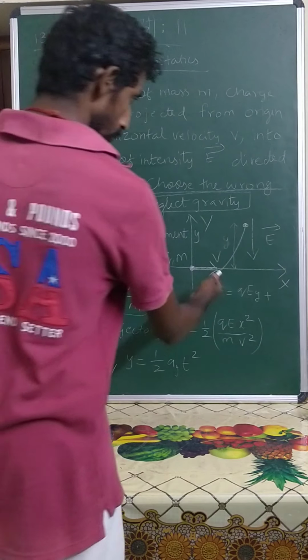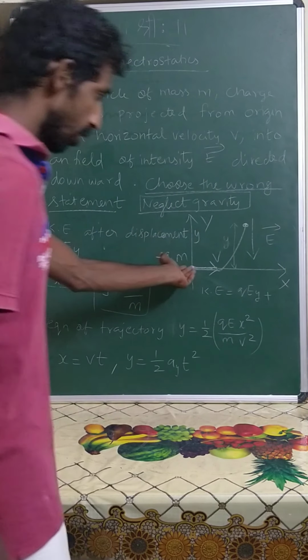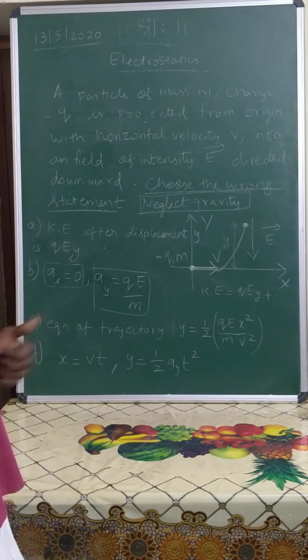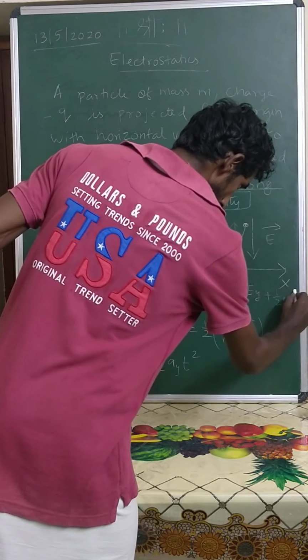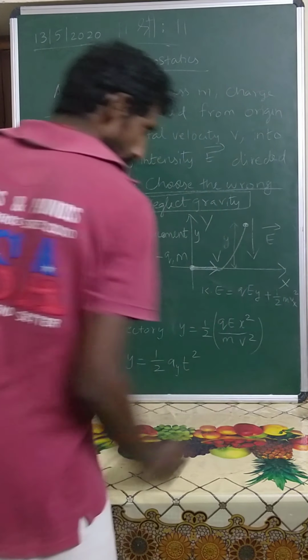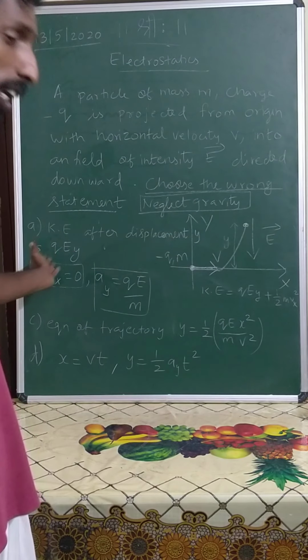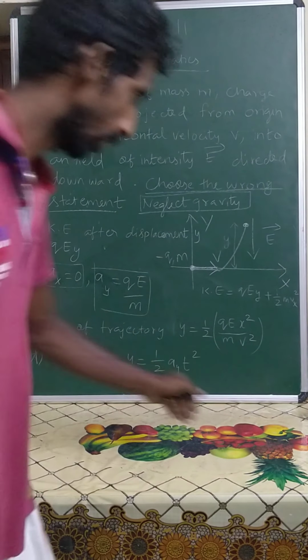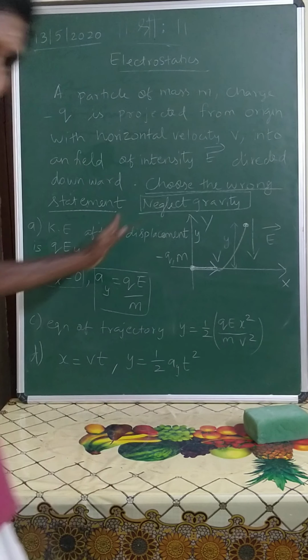What is the x direction contribution? The initial velocity is v and the mass is m, so we want to include the initial kinetic energy also, that is half m vx square. But here the kinetic energy after displacement y is given as only QEY, that is, only the y component kinetic energy is written. So the first statement itself is wrong.